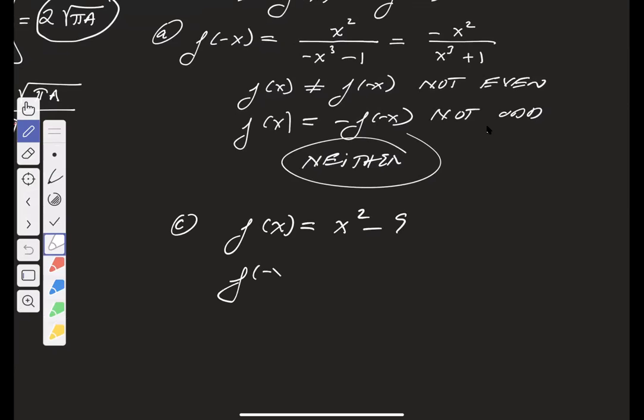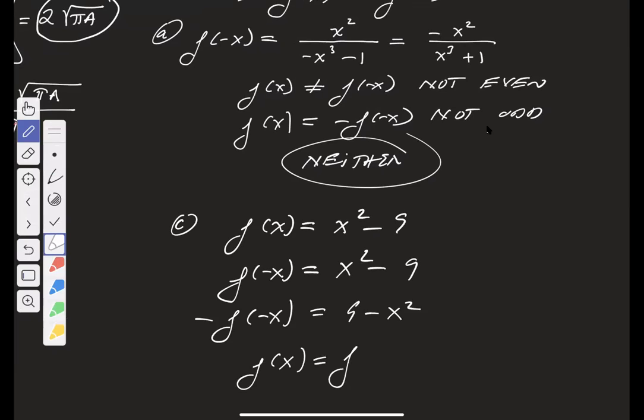What's f of minus x? It's x squared minus 9. Whoops, got a little excited there. What's minus f of minus x? Well, let's take a look at it. It would be 9 minus x squared, right? Pretty simple. And the question becomes this: is f of x equal to f of minus x?